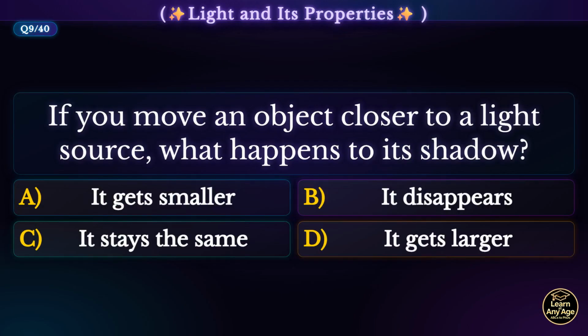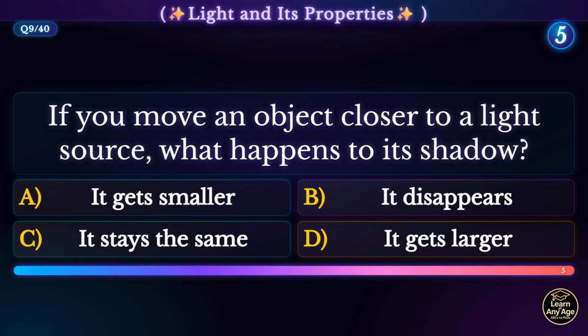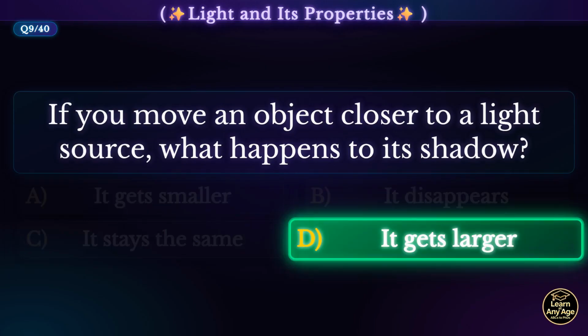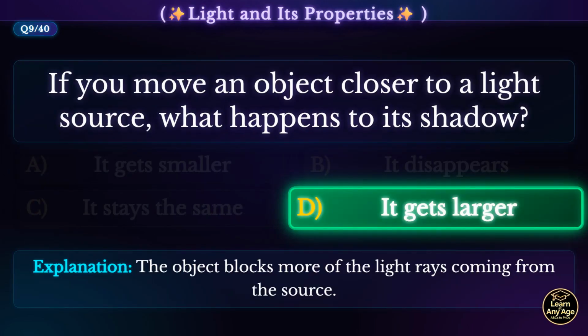If you move an object closer to a light source, what happens to its shadow? It gets smaller. It disappears. It stays the same. It gets larger. It gets larger. The object blocks more of the light rays coming from the source.